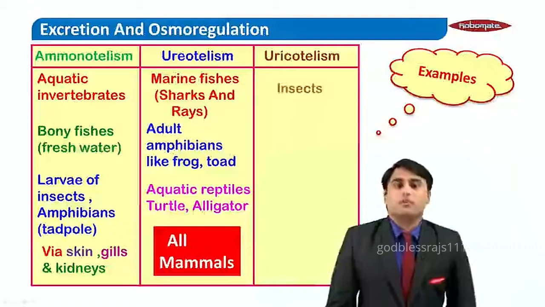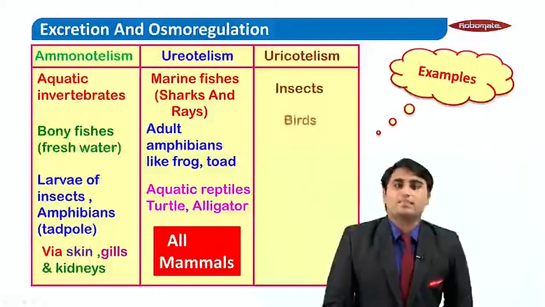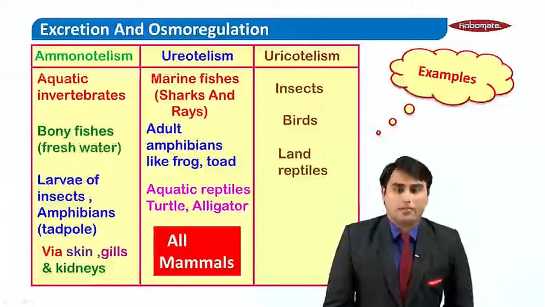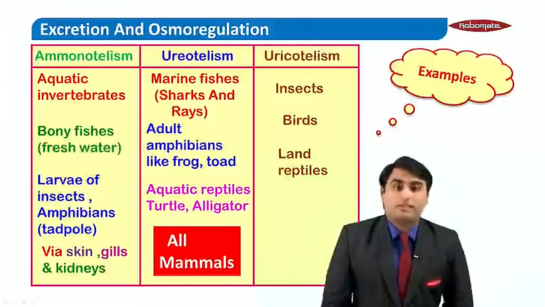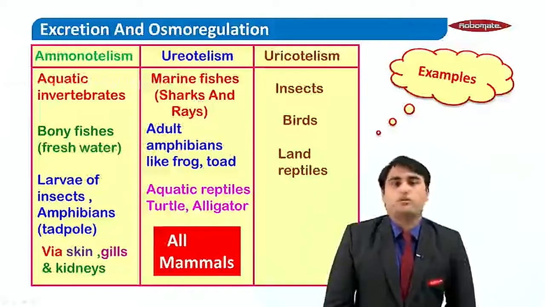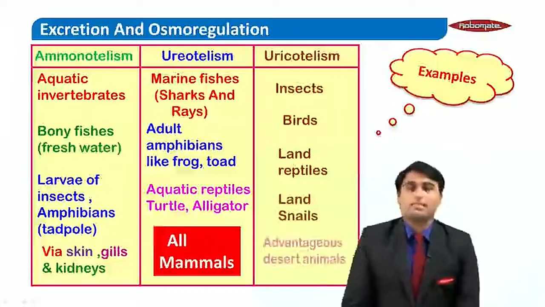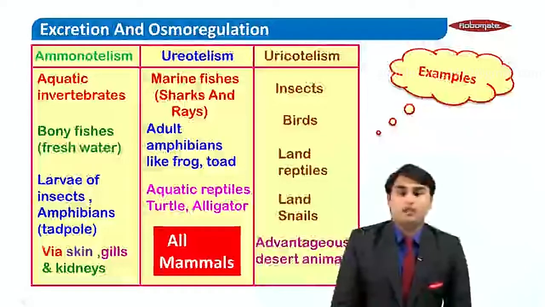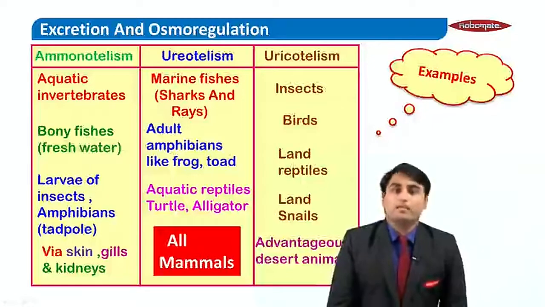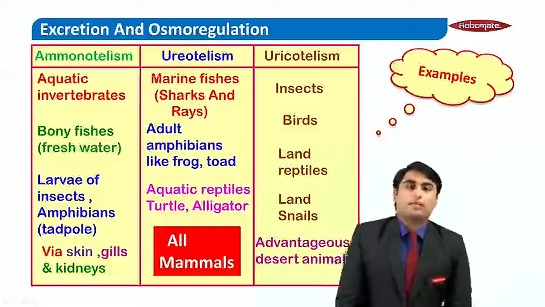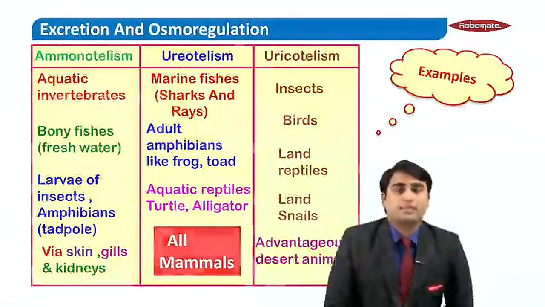Now let's see uricotelic organisms: insects, birds and land reptiles. Basically these organisms have a very minimal amount of water present in their vicinity, and they can't take a lot of water inside their body. That's why they excrete uric acid, which requires very little water to excrete, along with land snails, and this is a very advantageous mode of excretion for animals especially living in deserts. So those were the organisms which show different modes of excretion.